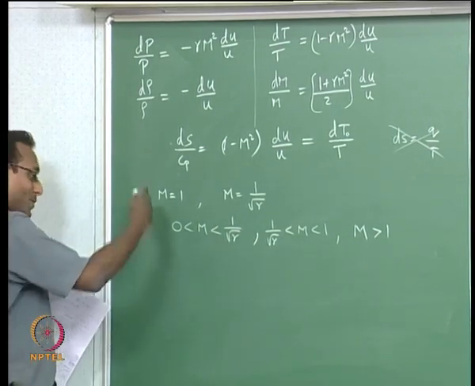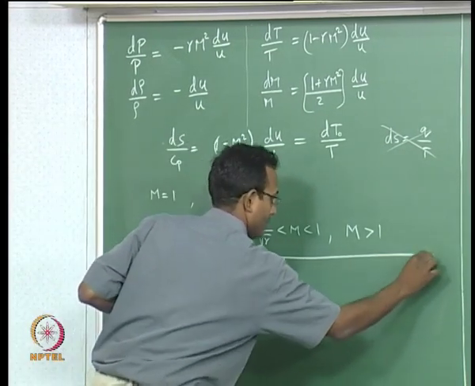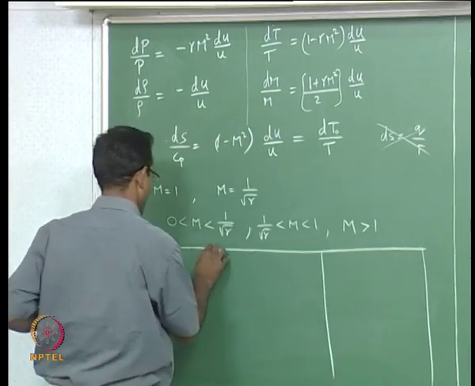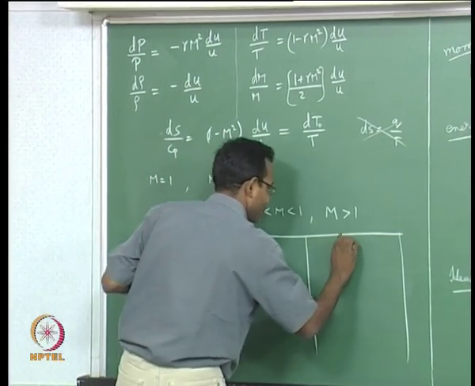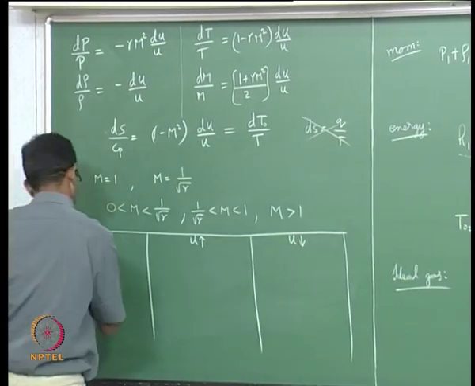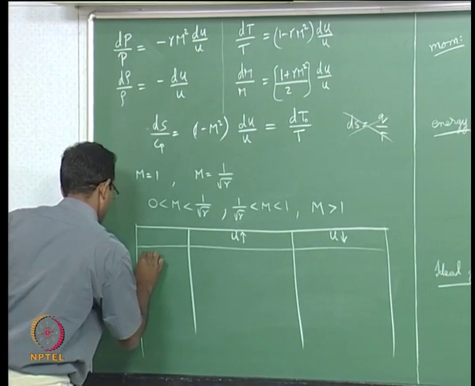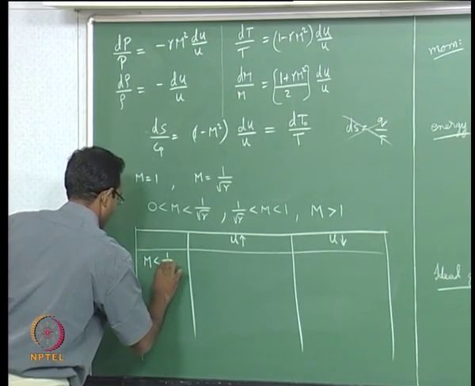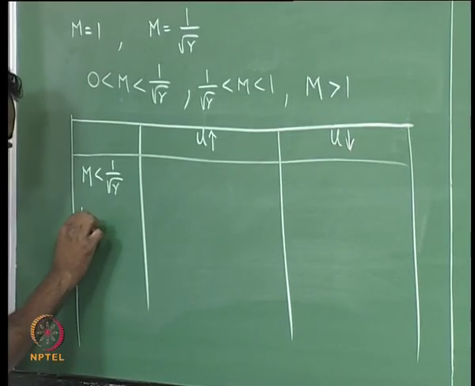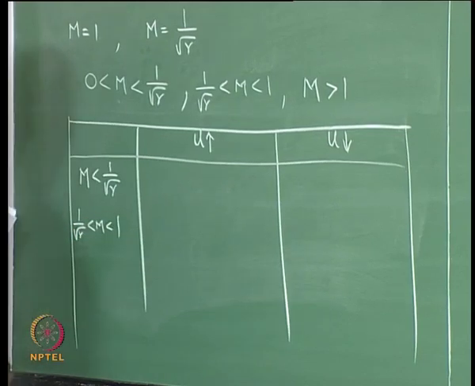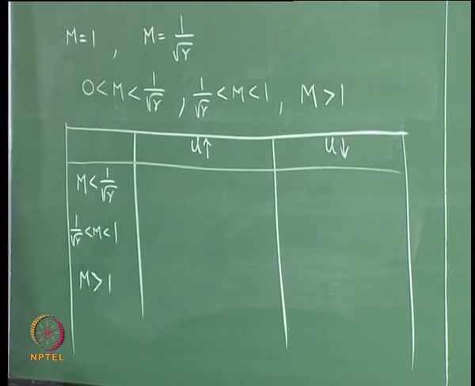Now, because of this I am going to put a big table. Similar to what you have been doing in all the other cases, I will just put a table saying u increases, u decreases. And here I am going to talk about various Mach number ranges: M less than 1 by square root of gamma, that is the first range. The second range is 1 by square root gamma less than M less than 1, third case M greater than 1. These are the three cases I am going to look at.